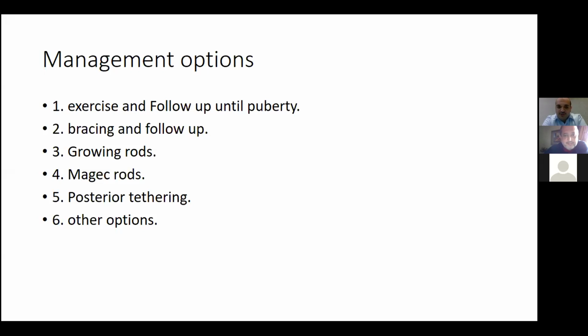Conventional growing rods? Only 1. What about magic rods? Do you know the magic rod? It's a growing rod that you lengthen without surgery. 2, 3. Okay. Posterior tethering, is anyone aware of this technique? 2. No. Does anyone have another option?